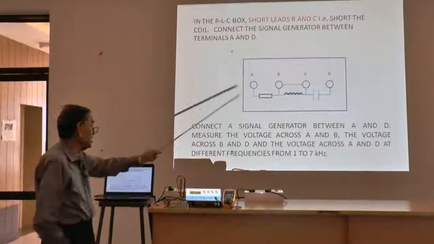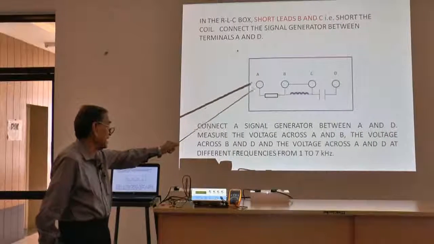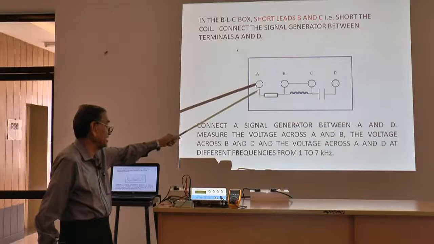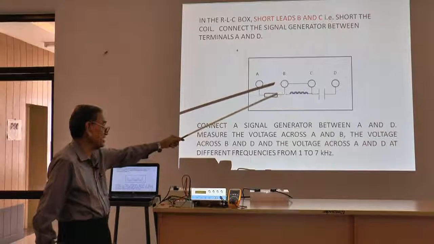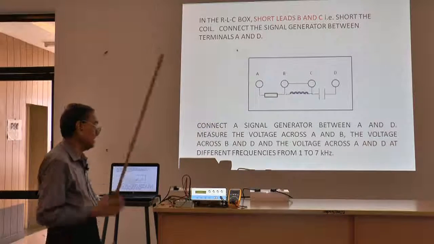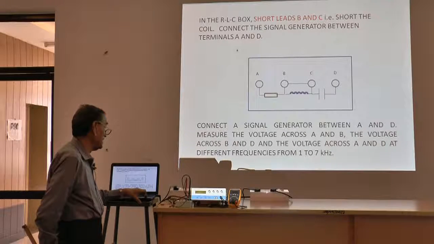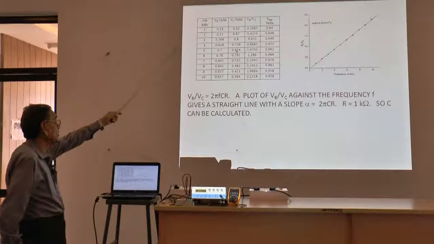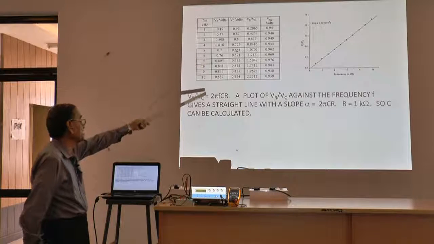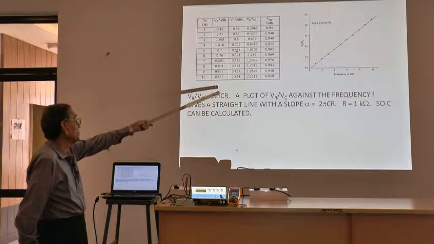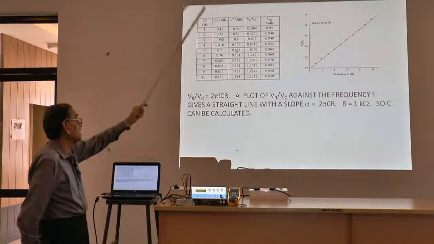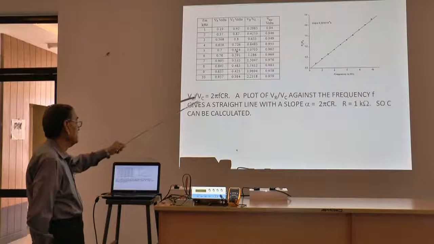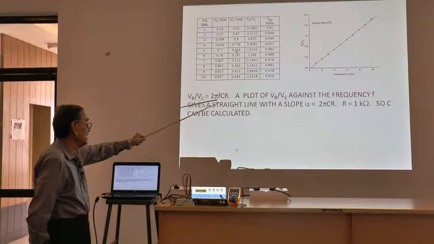So we short the terminals B and C, connect the signal generator between A and D, and measure the voltage across AB, voltage across CD, and the total voltage AD at different frequencies from 1 to 10 kilohertz. This is the voltage across resistance, voltage across capacitance. So calculate VR by VC. VR by VC will be 2 pi f C R.